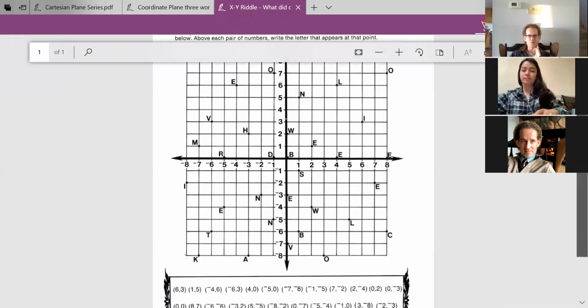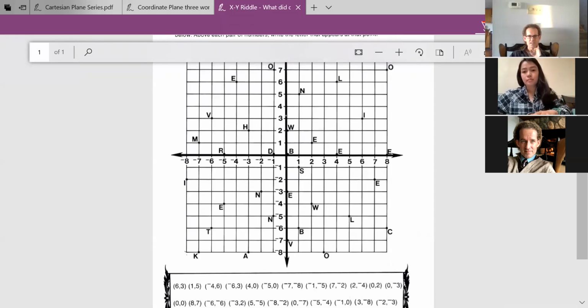So let's look at our coordinates here. So I have 6, comma 3. So if I go over 6 and I go up 3, it looks like an I there. So I'm going to write I. Then I go over 1 and up 5, and that looks like N. So I'm going to write an N here. This one says -4, +6. So I go to the left 4, and I go up 6, and I see I've got E up here. So I'm going to write an E right here.